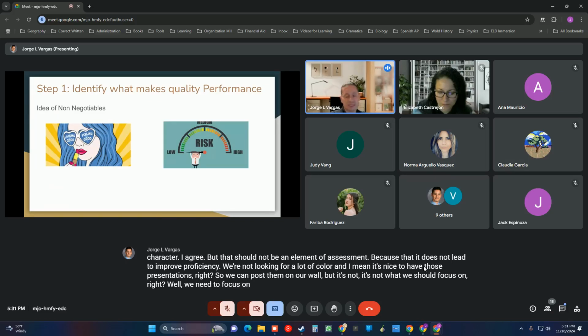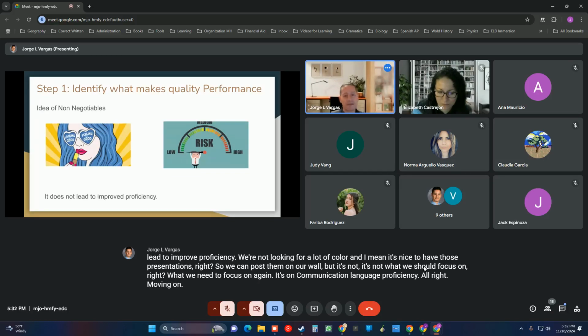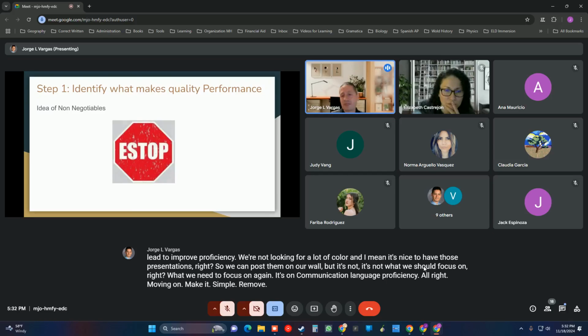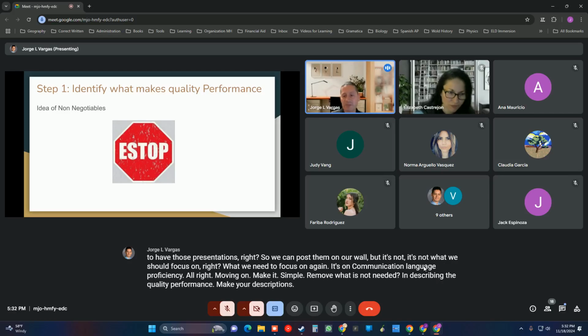Remove what is not needed in describing the quality performance. Make your descriptions in the criteria of your rubric simple so students can understand it, can remember it, right? We don't want vocabulary that's going to be too confusing for the students, because you know what they do? You tell them, take a look at the rubric, and they'll just browse through it. Boom. That's it. They won't look at it again, right?